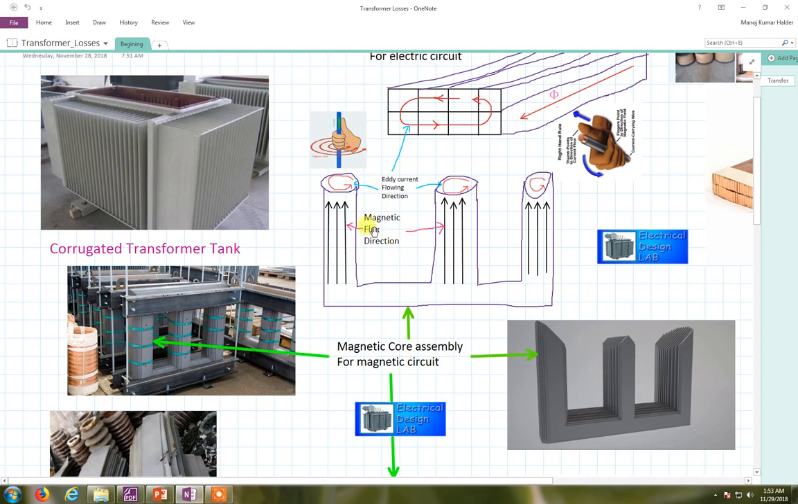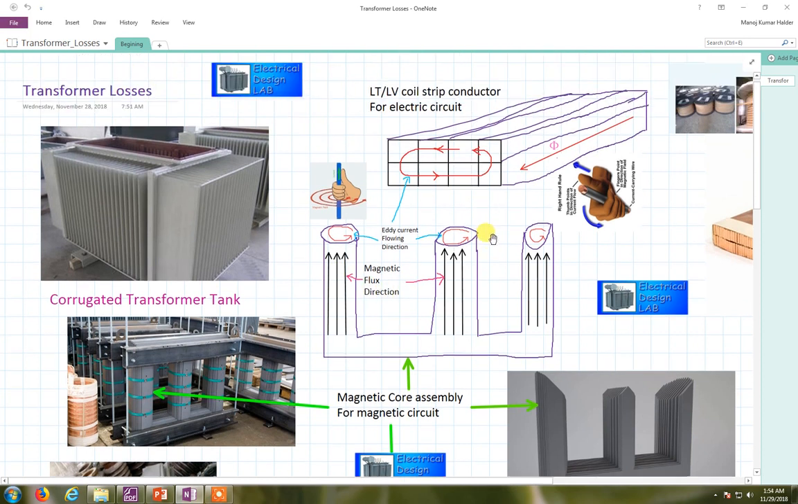Don't worry. So magnetic flux, while flowing through the core, produces a circulating current in the core, and because of the I squared R power losses happen inside the core. This eddy current does not only occur in the core, it also occurs in the conductor. This is the circulating current direction.